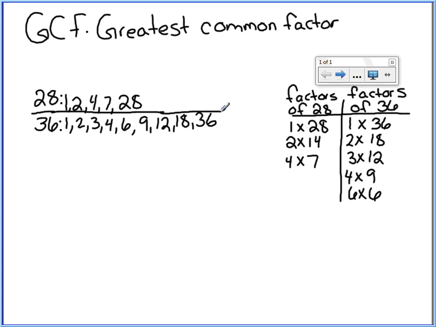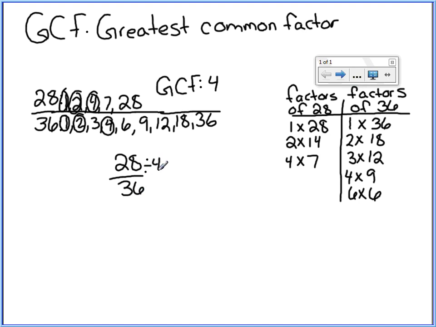Now, once I have all the factors written, I need to circle the ones that they have in common. They both share 1, they both share 2, and they both share a 4. And then that is it. Now, the GCF for this one, the greatest common factor, is 4. So I'm going to take my 28/36 and I'm going to divide the numerator by 4 and the denominator by 4. And when I do that, I get 7/9. And that is 28/36 reduced down to its simplest form.